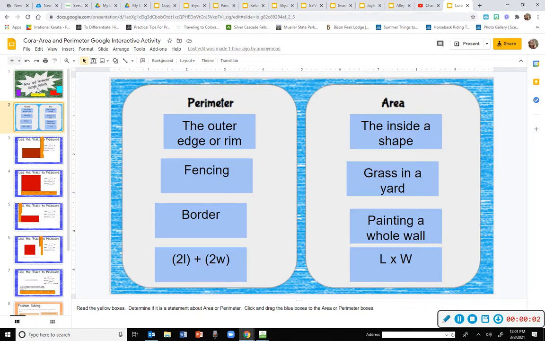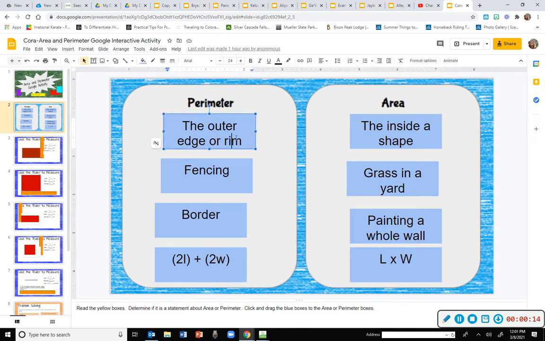Okay, so we are checking your area and perimeter Google activity you had today. So on slide 2, you had to organize these boxes. Perimeter would be the outer edge or rim, fencing, border, and 2L plus 2W. So 2L means 2 times the length and 2 times the width, and you add them together.